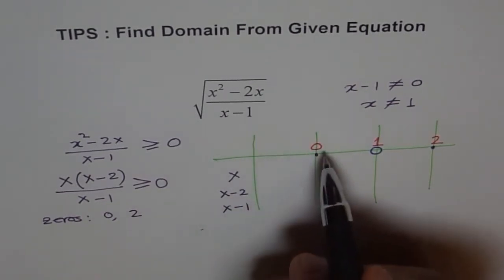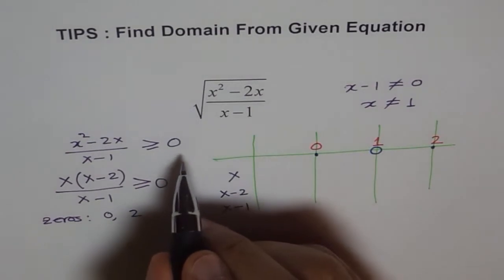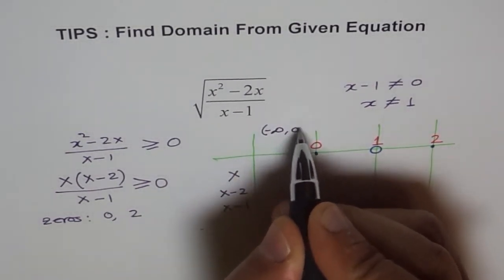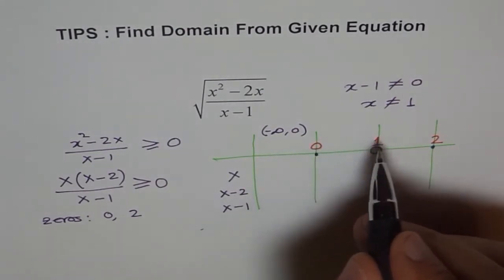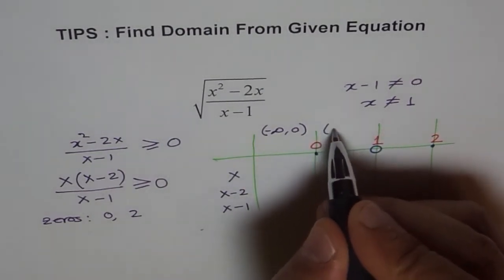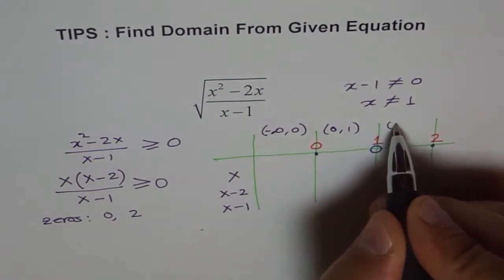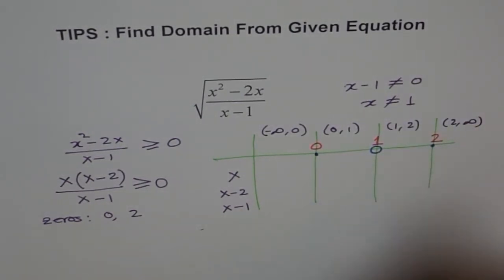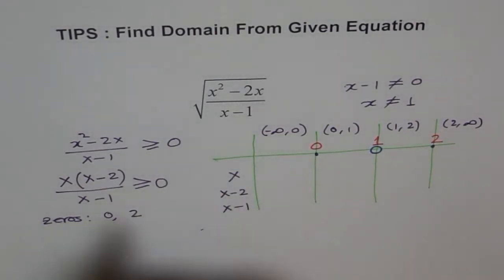So on the left side of 0, this part is from minus infinity to 0, right? And this part of the domain is from 0 to 1, and then we have 1 to 2, and then we have 2 to infinity, correct? Now in this part we can take a test point.